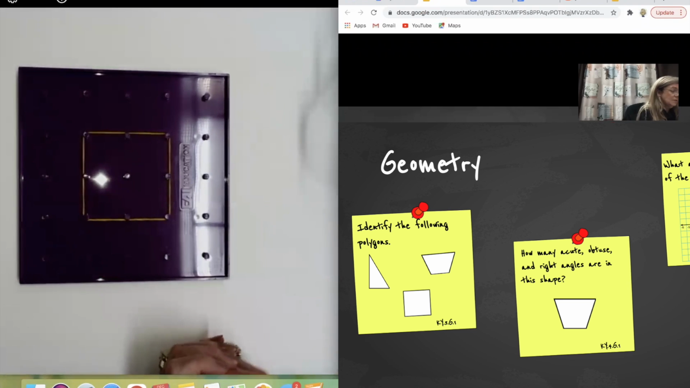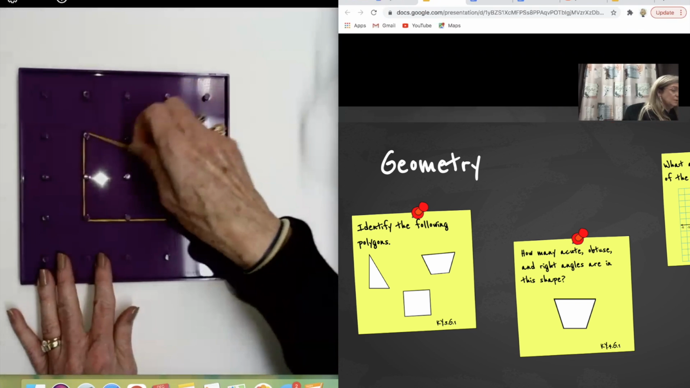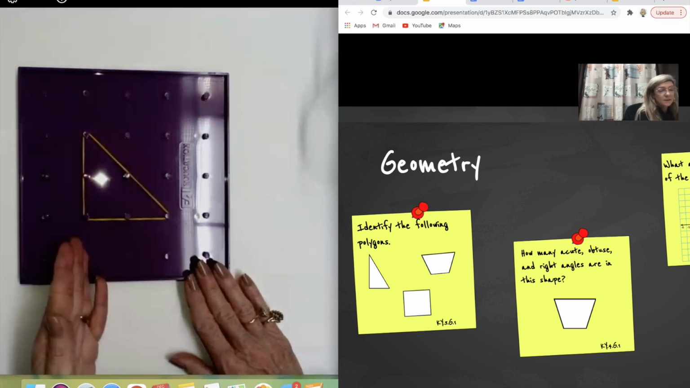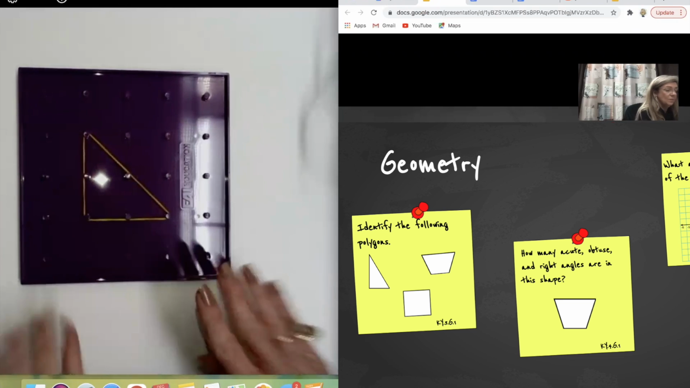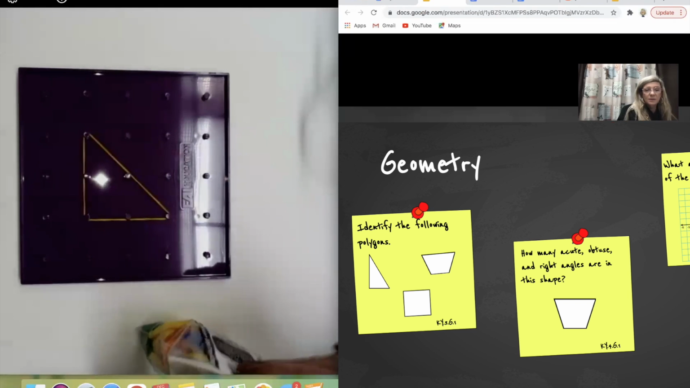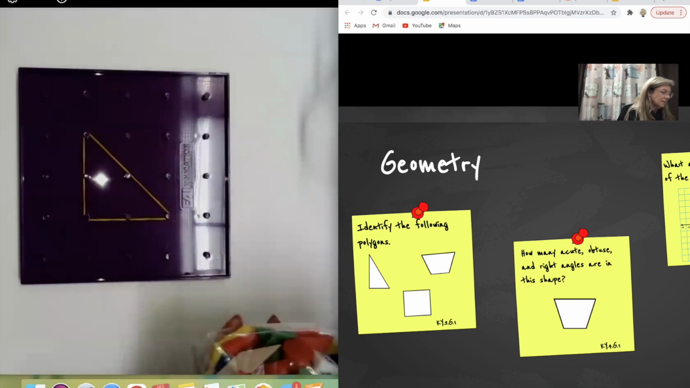You can ask them to turn that into a triangle, a right triangle. They know they're going to have 3 sides, 3 angles. You can have them point to the sides, point to the angles, all kinds of good stuff with this geoboard and these tools, right? And then, of course, if you want to, you can pull out your pattern blocks. These pattern blocks can be nice for that.